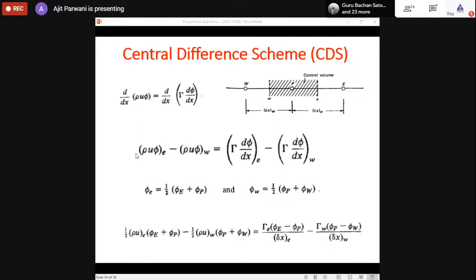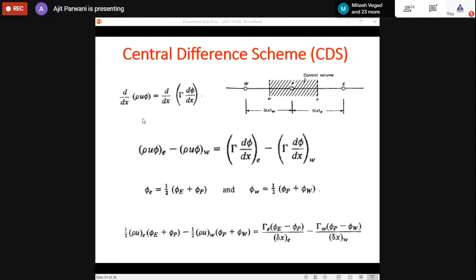So now here I make some assumption, because here there are two variables. One variable is the velocity, and another variable is the temperature, or any other variable like phi. So how can I solve the equation with two variables? In this simplest case, I assume that the velocity is known to me. How is the velocity known to me? This velocity can be solved by solving the momentum and the continuity equation.